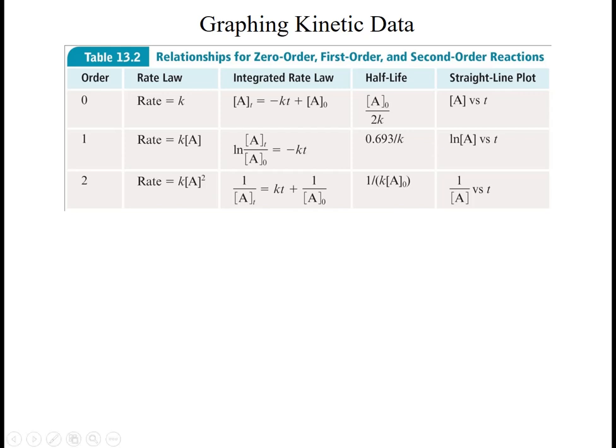So this is table 13.2 in the textbook, and it gives you the rate law for zero order, first order, and second order. It tells you what the integrated rate law is. These equations are given to you, but I don't identify which is zero order, first order, or second order. You need to be able to recognize that this one is 0, this one is 1, this one is 2, this one is 0, this is 1, this is 2. It also tells you that when I plot the concentration versus time, the natural log of concentration versus time, or 1 over the concentration versus time, I get the straight line.